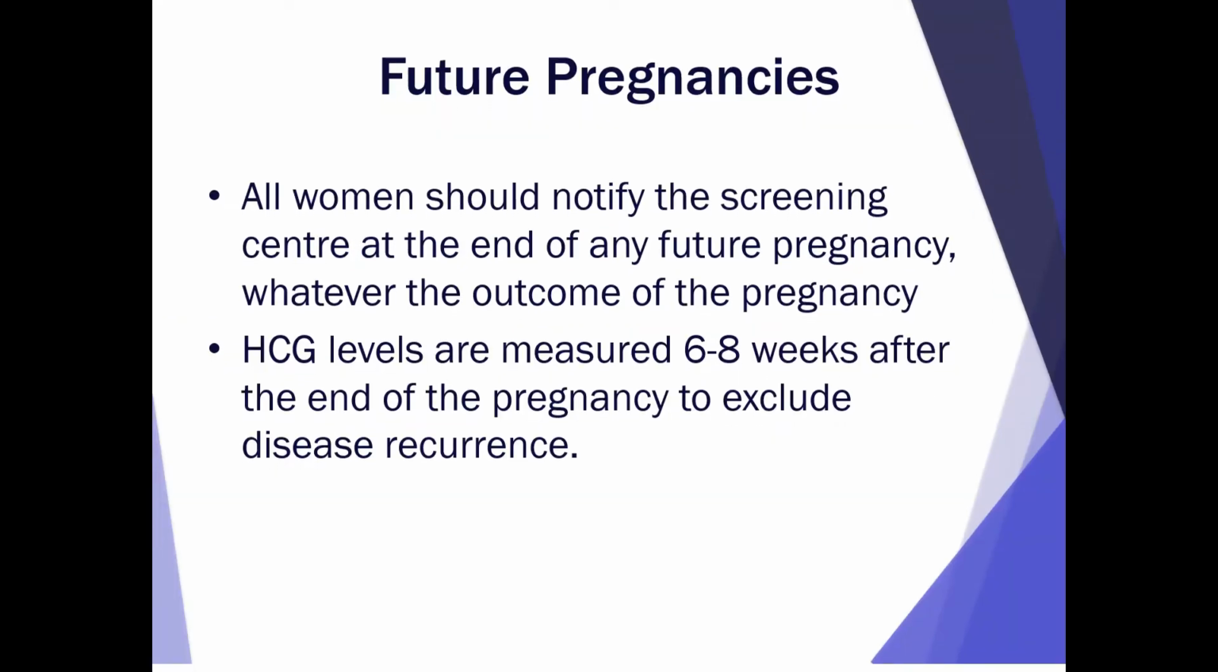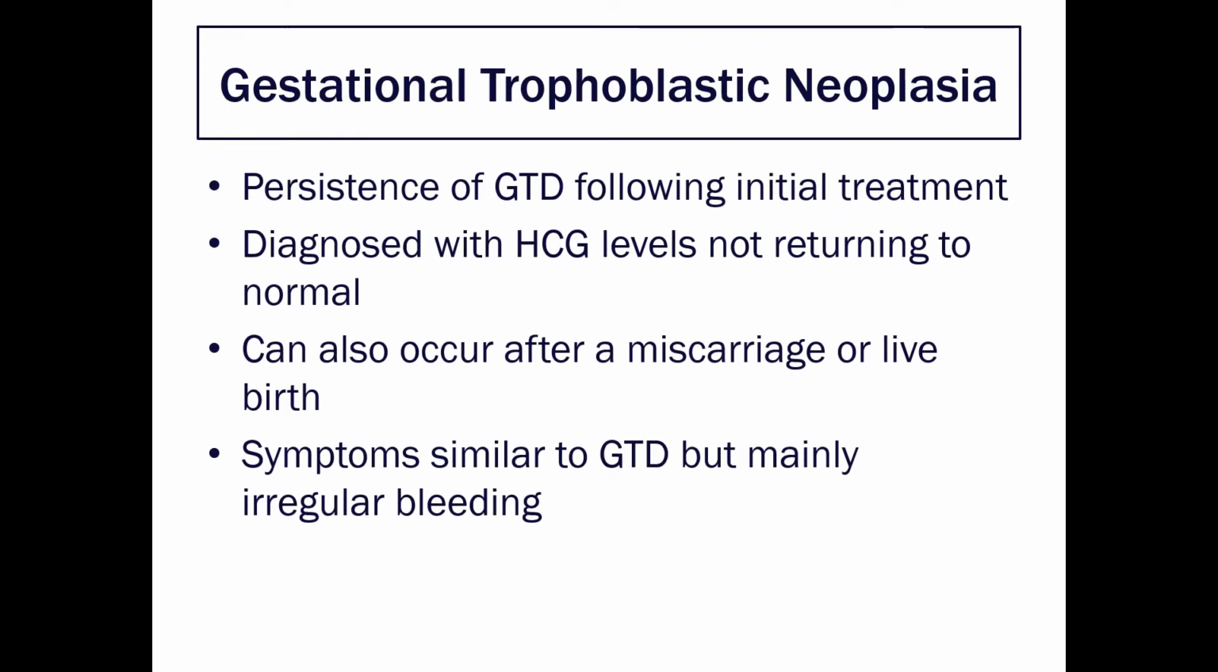Now, very quickly touching on GTN, this is what happens when some of the molar pregnancy tissue persists in the uterus and is diagnosed by HCG levels not returning to normal. GTN can also be diagnosed after a miscarriage or live birth, but this is much rarer, happening once every 50,000 babies born.